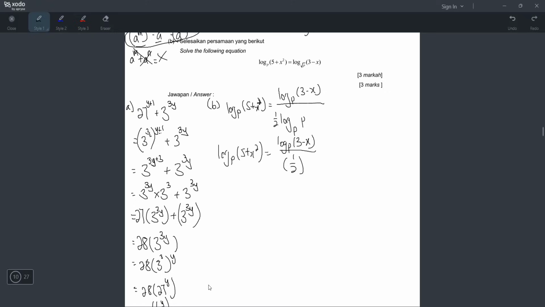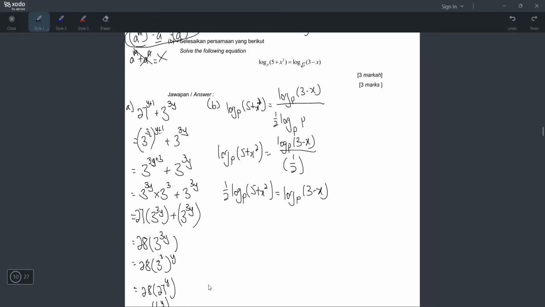Well, let's see. Yeah, I think we can do like this, which is I can take the 1 over 2 and move here, right? Because this one is divide 1 over 2. When you move it here, it becomes times 1 over 2. And when you times 1 over 2, it becomes 1 over 2 log P 5 plus x squared, right? And then here only left with log P 3 minus x because you already moved the 1 over 2 to the other side. Now you can compare already.